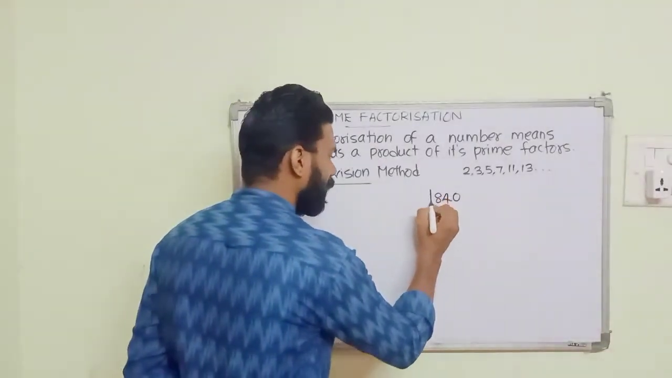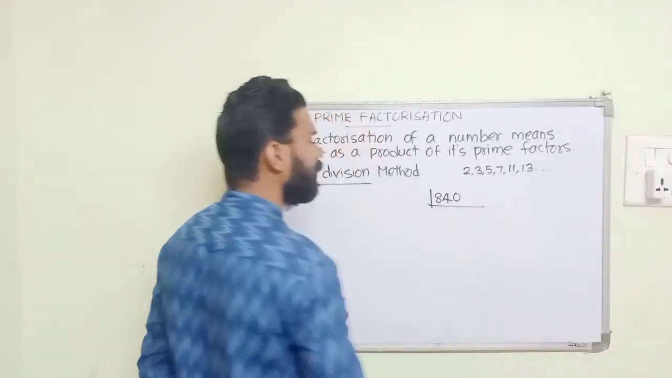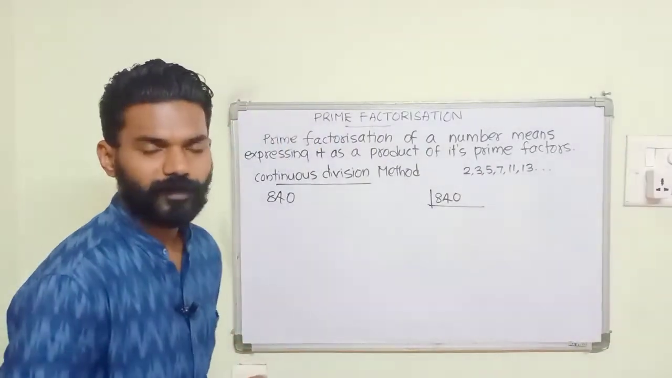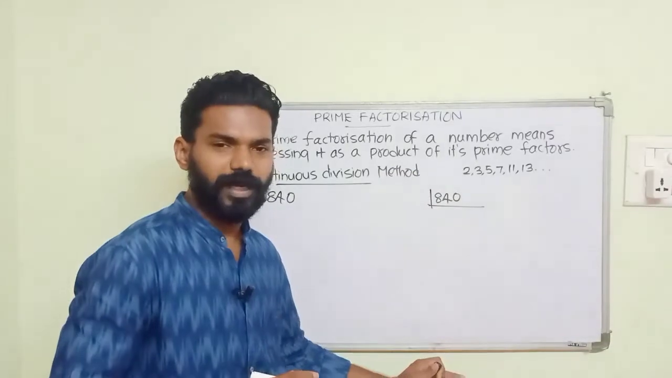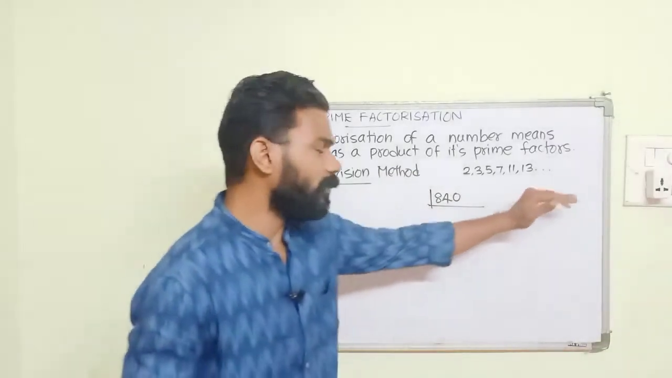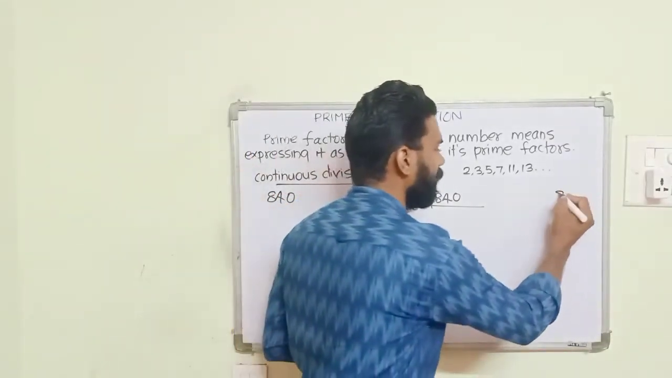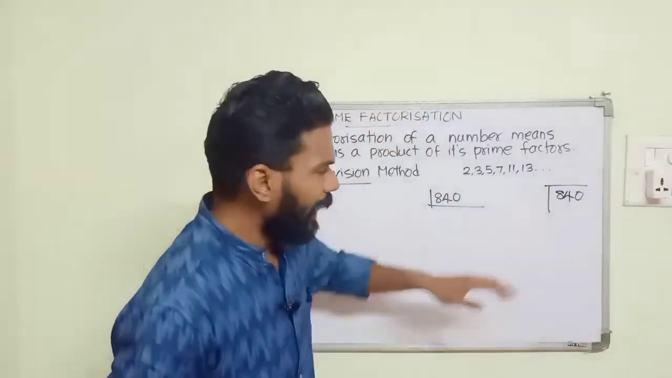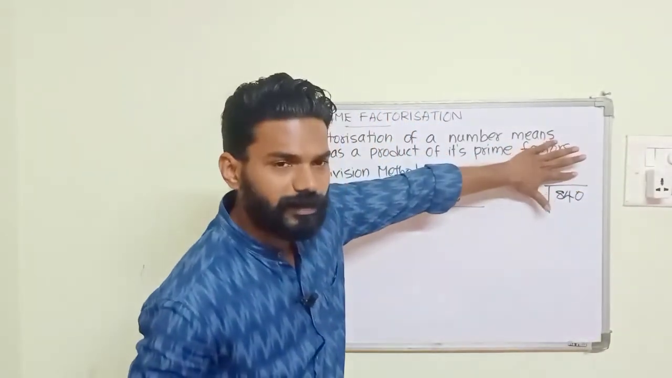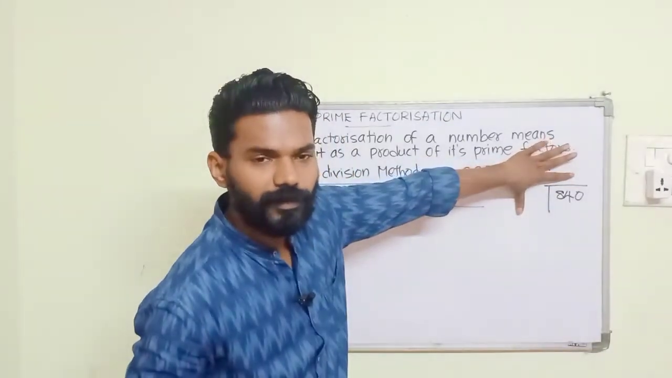Now you can put a cross like this. We are going to divide this number, and this division we are doing vertically downwards. Usually we do the division just like this. 840 we will write here and we will cross like this, and the quotient will be written on the top.